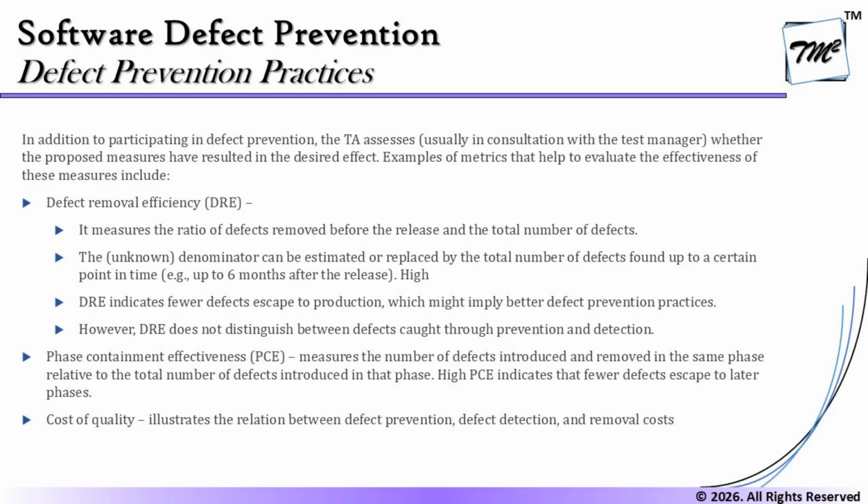And another one is, of course, the PCE, phase containment effectiveness, which measures the number of defects introduced and removed in the same phase relative to the total number of defects introduced in that phase. High PCE indicates that fewer defects escape to later phases. So two words here, phase containment and phase escape. Phase containment simply represents when you identify a defect and resolve it in the phase of introduction. Both are the same. Okay, detection and introduction, both in the same phase. Escape means, of course, leakage, which means that the phases of detection and introduction are different.